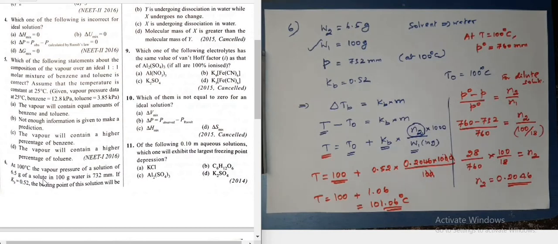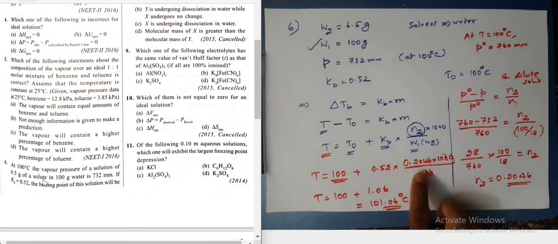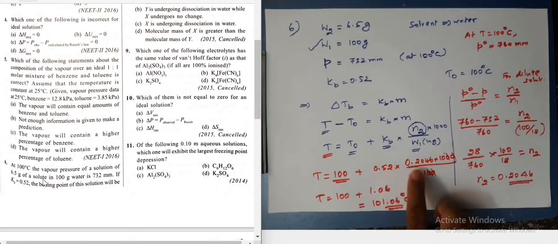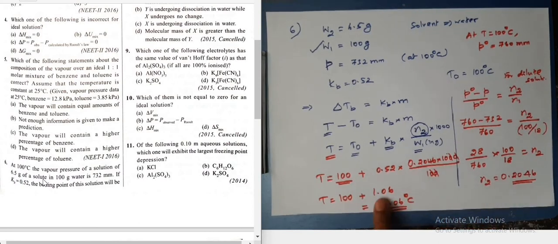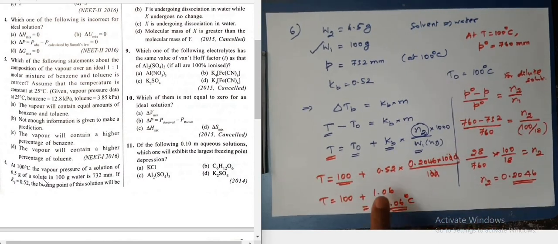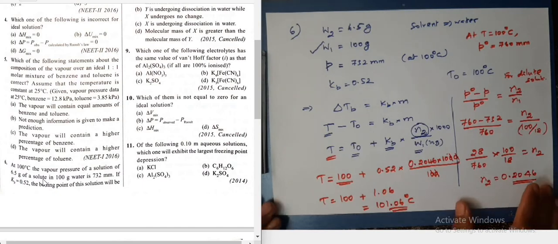Okay, students, is this clear? Any doubt? You can just multiply and check it if you want. Multiply 0.52 and 0.2046 and 10, and you will get the value 1.06. Then add this value to the 100, and you will get this answer. Is it clear, students? Yes, sir. Right. So this is problem number 6.